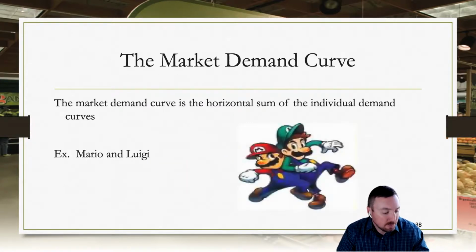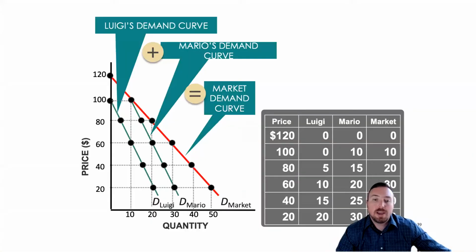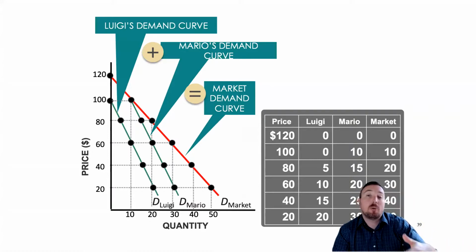All right, so the last couple things we'll talk about here. The market demand curve is a horizontal sum of the individual demand curves. So the market demand curve is just a summation of everyone's individual demand curve. An example here, we have Mario and Luigi with our market demand curve. Let's assume that Luigi and Mario are the only consumers in the marketplace. We have Luigi's demand curve and we have Mario's demand curve.